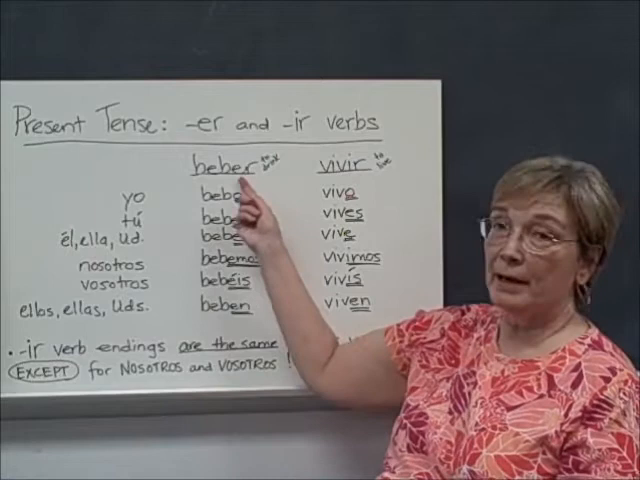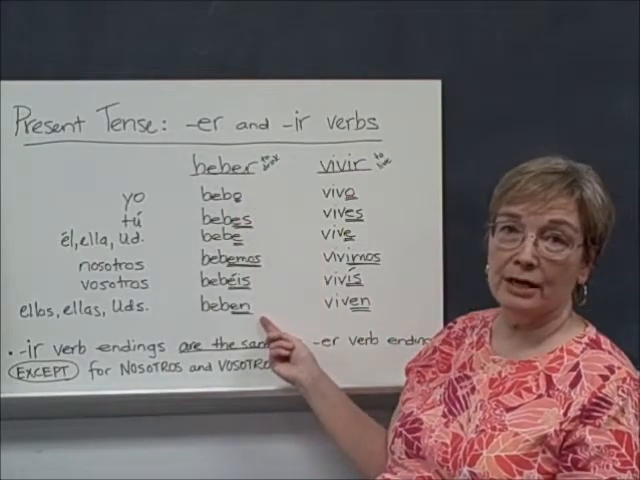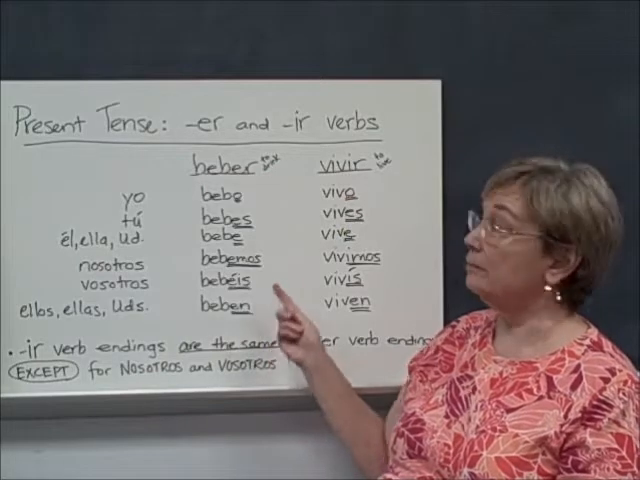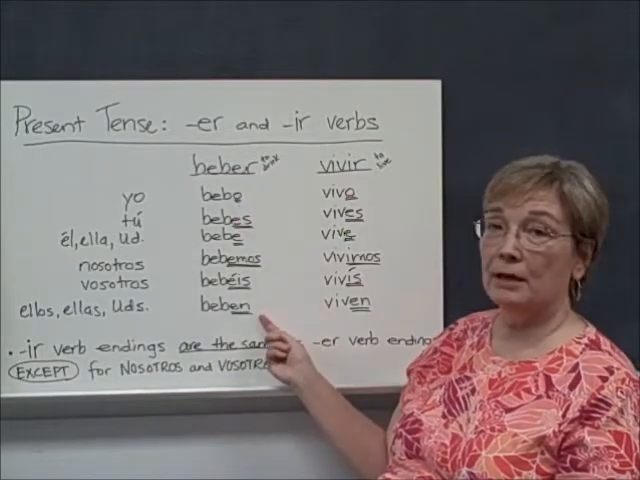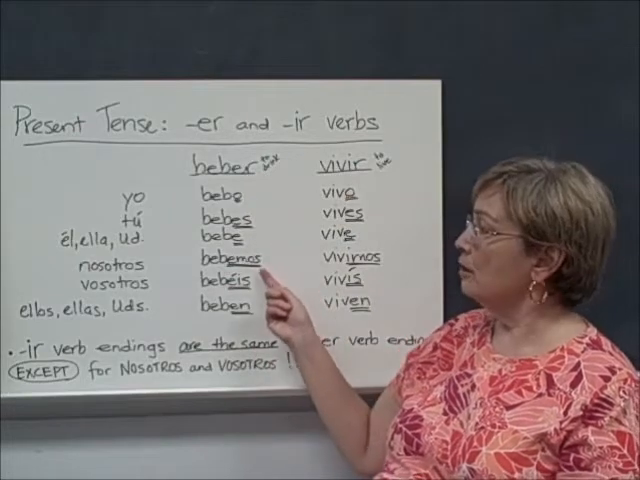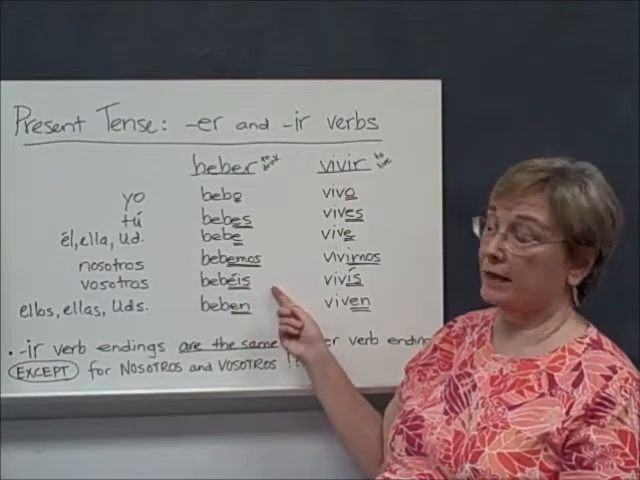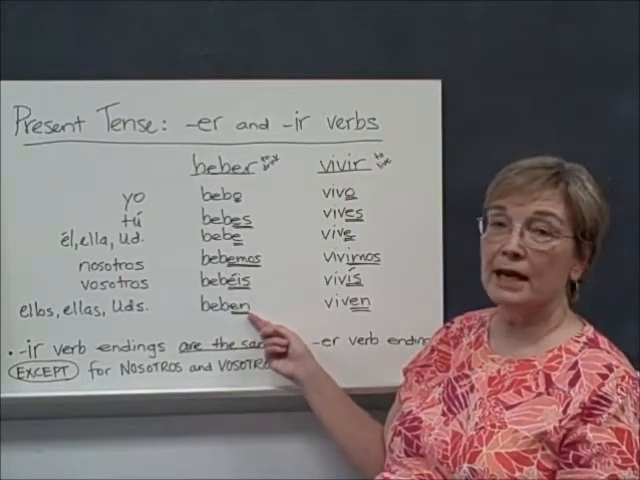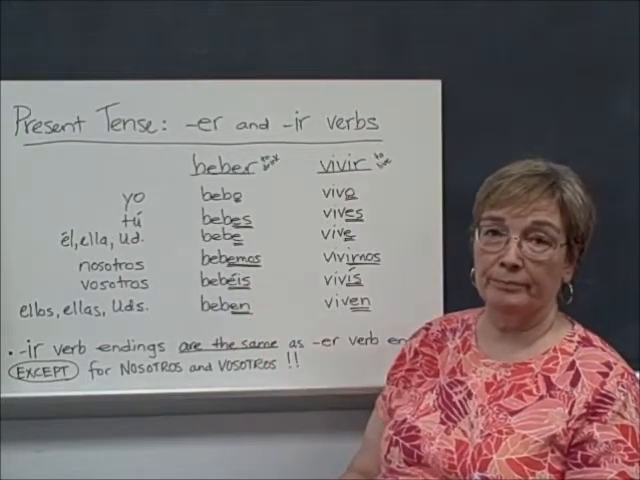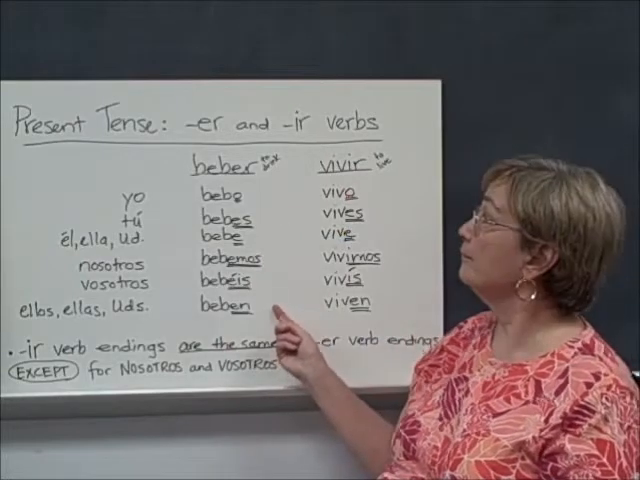Notice that for beber, the ER verb, all of the other conjugations begin with an E. It's an ER verb, they begin with E. And then we add S for tú, mos for nosotros, we accent the E and add is for vosotros, and we add N for the plural form. Okay, so the same kind of thing we did for the AR verbs.